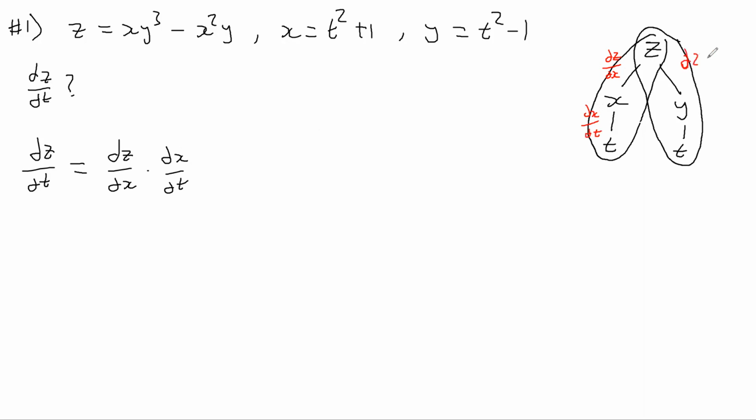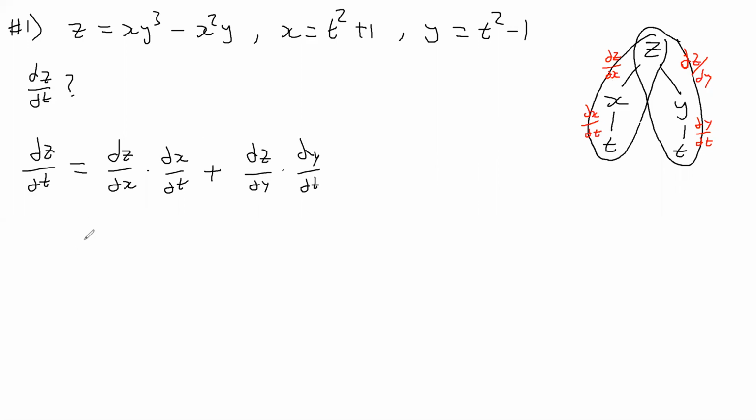So dz over dt is essentially dz over dx times dx over dt. The other route is dz over dy and dy over dt. If I go from z to t using the x path, I multiply dz over dx by dx over dt, and that gives me dz over dt since the dx's cancel out. Another way of getting to t is dz over dy times dy over dt.